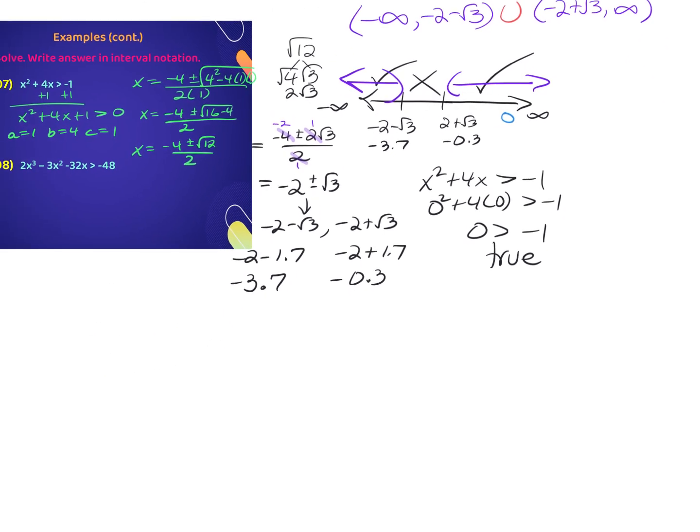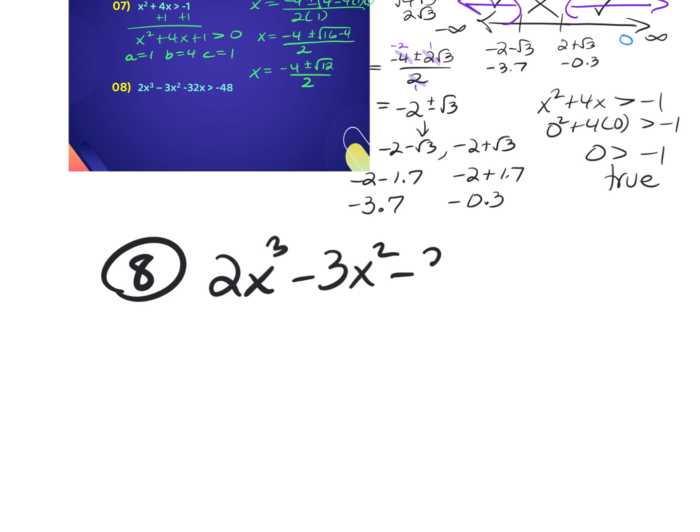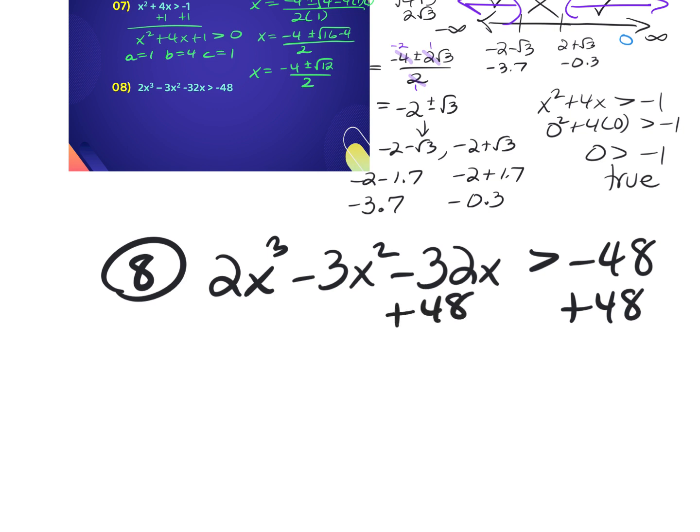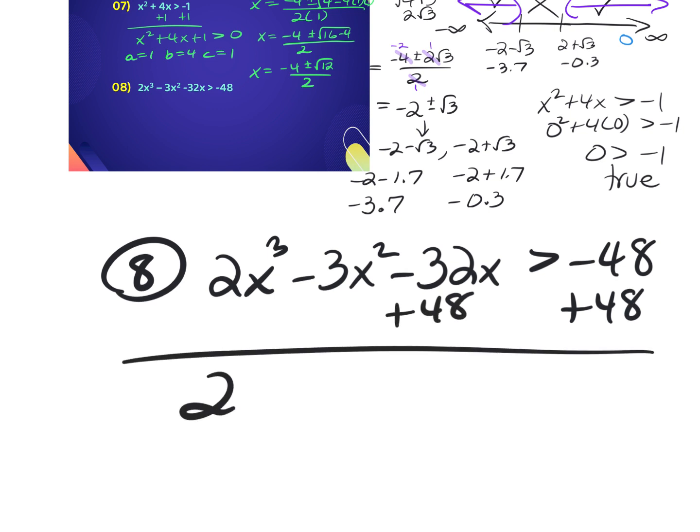Okay, so for the last one, I'm just going to rewrite the problem down here. We have 2x to the third minus 3x squared minus 32x greater than -48. I need to move the 48 to the other side. I need a 0 in my problem.